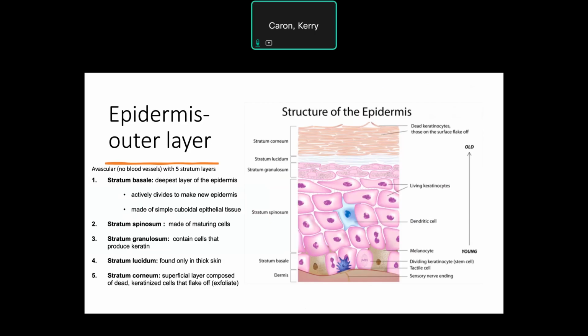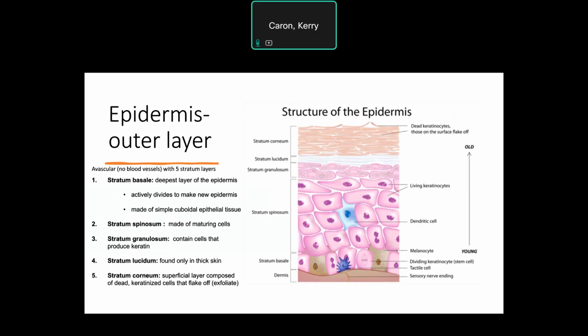And then we have the stratum spinosum, which is maturing cells. So you've got the basale, which is making new cells, dividing. And then in the spinosum, those cells are maturing. In the stratum granulosum, those cells contain keratinocytes. And what that does, keratin waterproofs our skin, okay? The stratum lucidum is found only in thick skin. So that's the next layer right here, just beneath the surface.